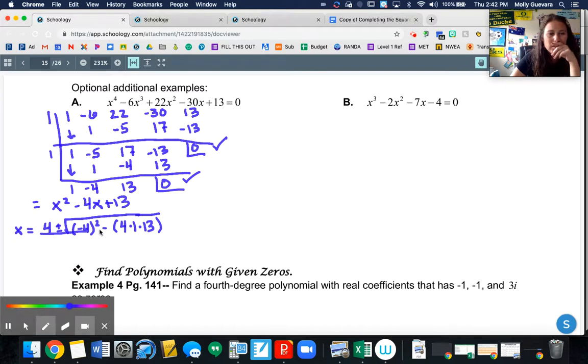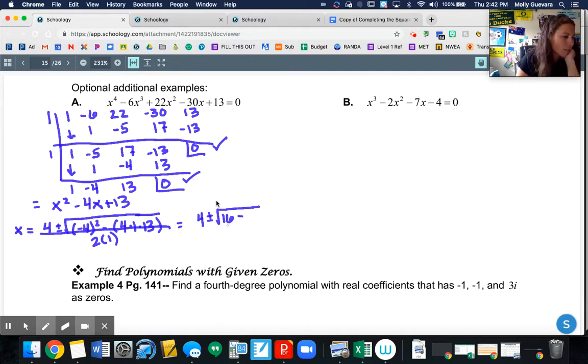And this is all over, oh my god, I just drew a line through it, it's fine. 2a, so 2 times 1. Okay, so I have 4 plus or minus the square root. Negative 4 squared is 16, minus 4 times 1 times 13 is 52, all over 2. So I'm going to keep going.